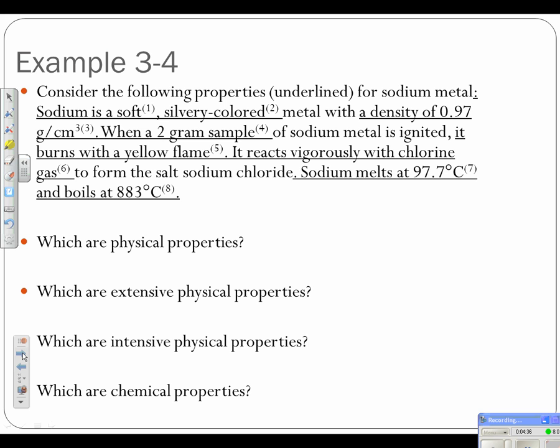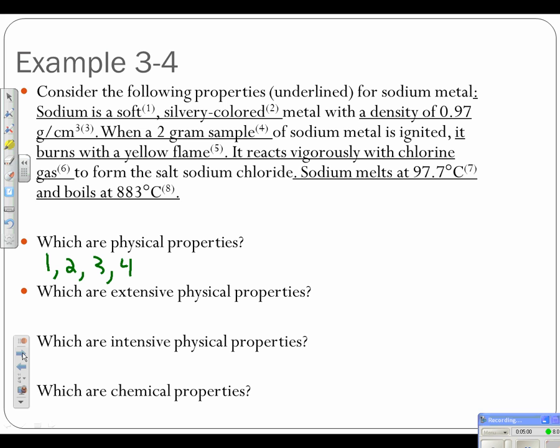So which ones are physical properties? Okay, well, sodium is soft, so that's going to be a physical property. It's silvery colored. Okay, that's a physical property. Let's see here. It's got a density. That's a physical property. It weighs 2 grams. That's a physical property. So far, they're all physical properties.